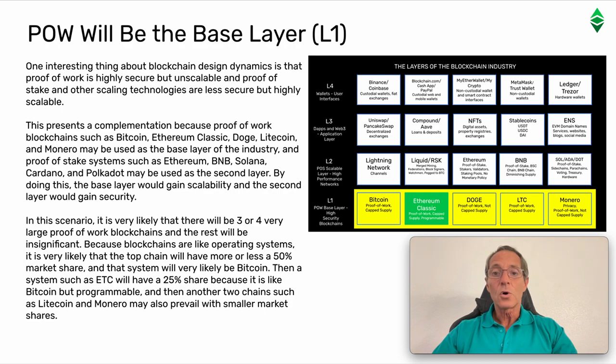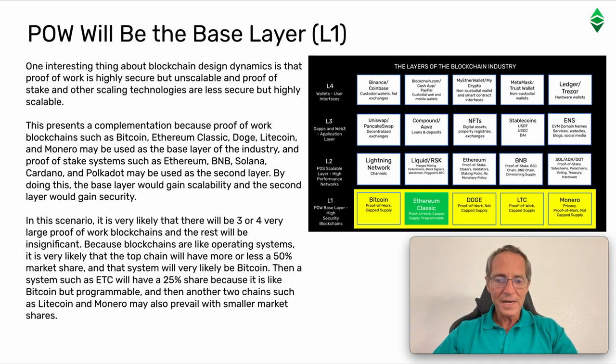Proof-of-work will be the base layer, or L1. One interesting thing about blockchain design dynamics is that proof-of-work is highly secure but unscalable, and proof-of-stake and other scaling technologies are less secure but highly scalable. This presents a complementation because proof-of-work blockchains such as Bitcoin, Ethereum Classic, Doge, Litecoin, and Monero may be used as the base layer of the industry, and proof-of-stake systems such as Ethereum, BNB, Solana, Cardano, and Polkadot may be used as the second layer. By doing this, the base layer would gain scalability and the second layer would gain security.